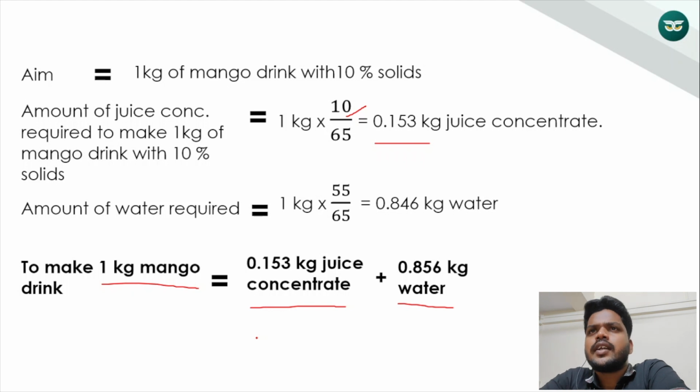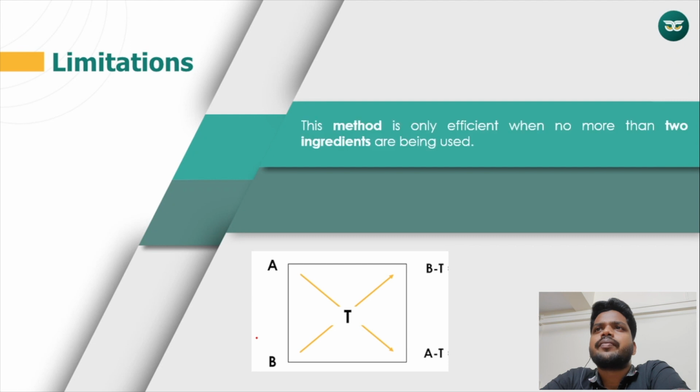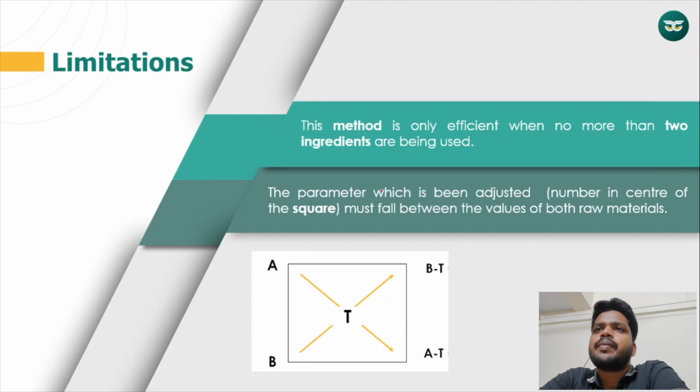As I said earlier, this method has some limitations. First, this method is only efficient when we are using 2 ingredients; we cannot use more than 2 ingredients. Next, for the parameter we are adjusting, the target value should fall between the values of the raw materials. So this T value cannot be higher or lower than these 2 values. It should always fall between them. Only then will the system work.